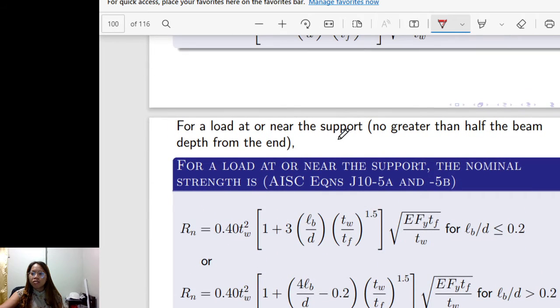But here, for a load at or near the support, the load is no greater than half the beam depth from the end. It is no greater than half.